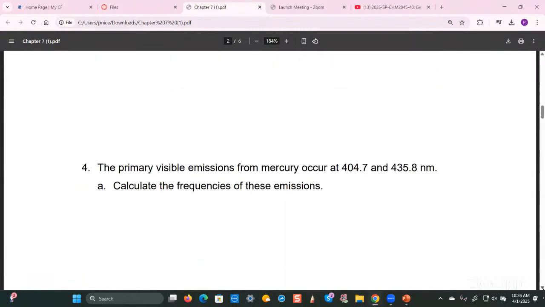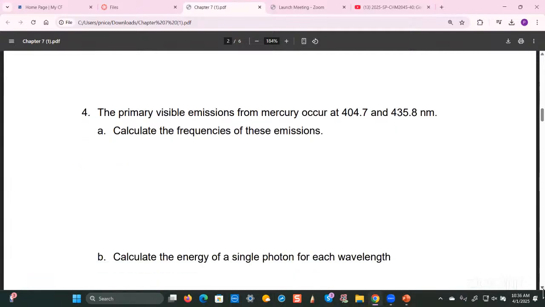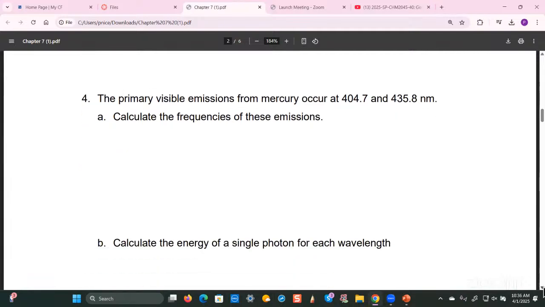Let's see. Okay, so it says here that the primary emission of mercury occurs at 404.7 nanometers and 435.8 nanometers. It says you have to calculate the frequencies of these emissions. So remember the formula is c equals lambda times nu, right? That's the formula, right? So how do we calculate the frequencies?